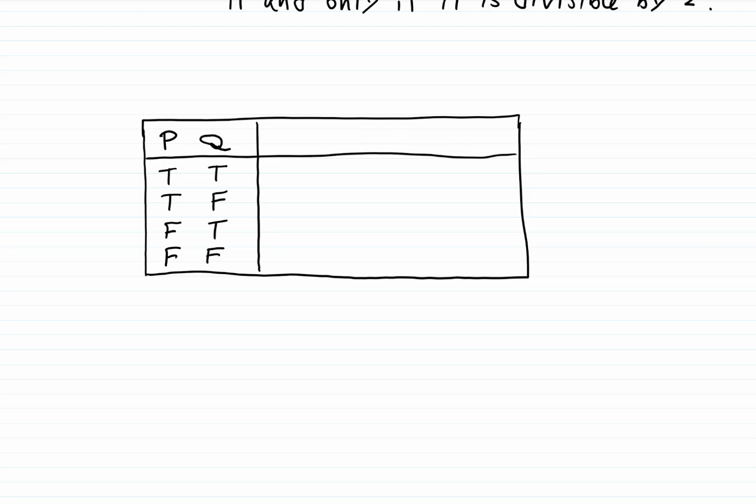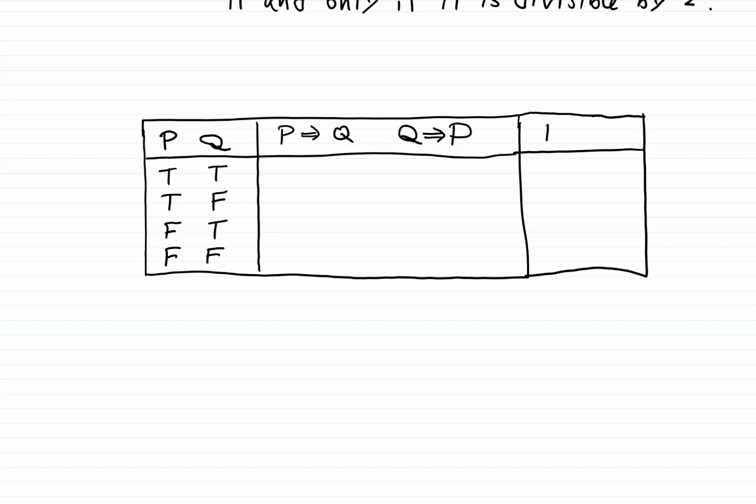Remember, P if and only if Q is just the conjunction of P implies Q with Q implies P. So let's review those two things. Let's make a column for P implies Q, and let's make a column for Q implies P. We did this earlier in this lecture. And then we will put those two together to get P if and only if Q.